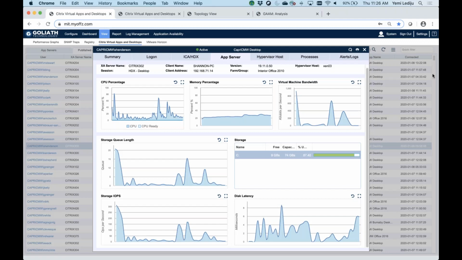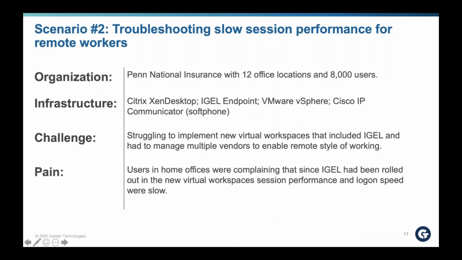Yeah, and I think that's a good point, and that almost emphasizes the importance of having a tool that has the ability to see into all of those different portions, all of those different pieces that impact Citrix, so that you can come up with definitive answers. So, moving on to scenario 2.